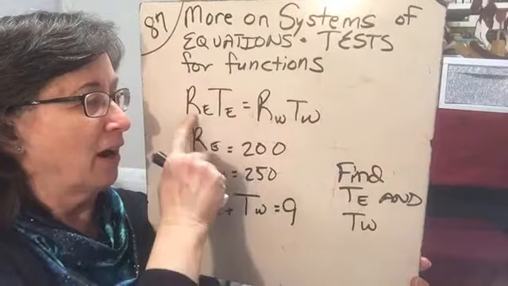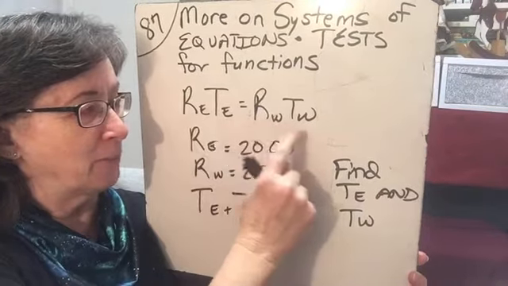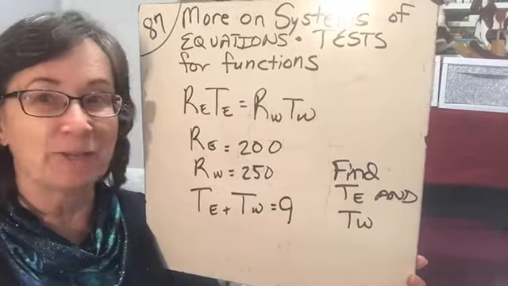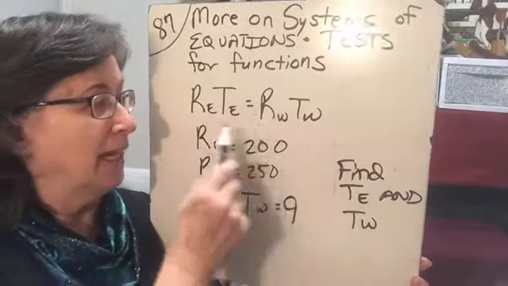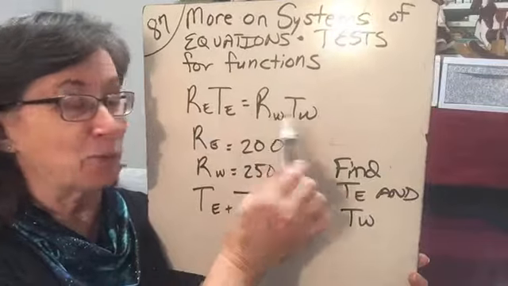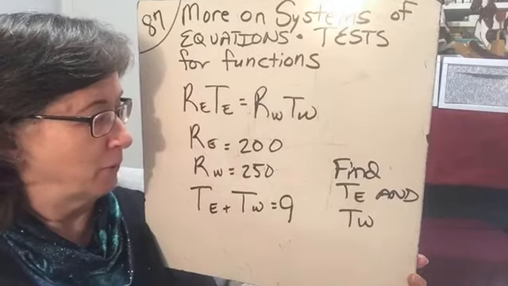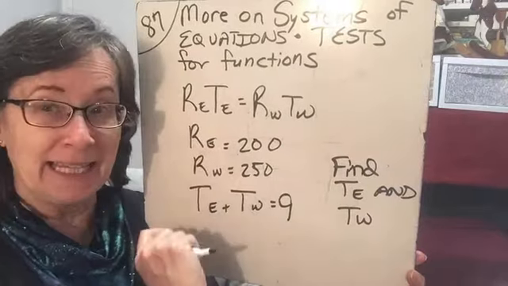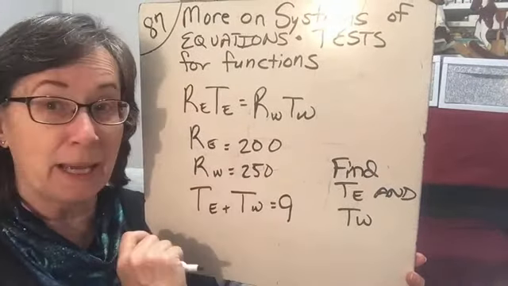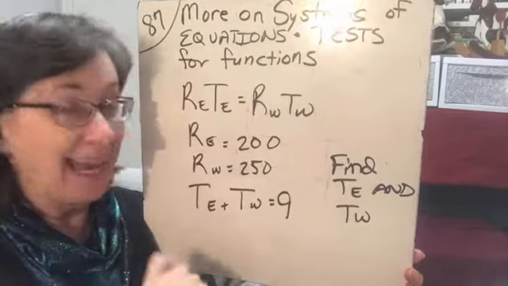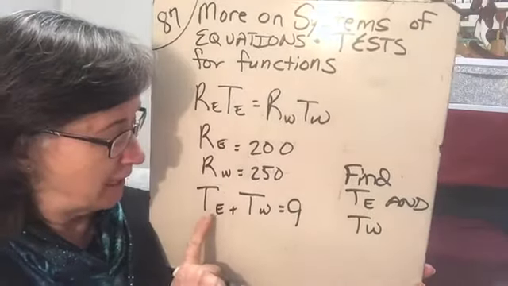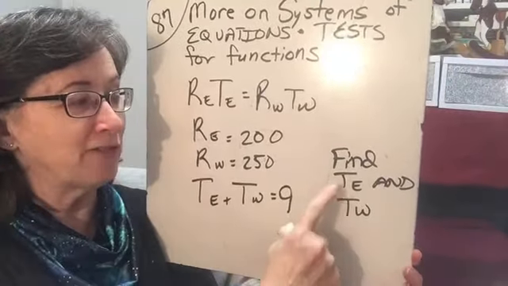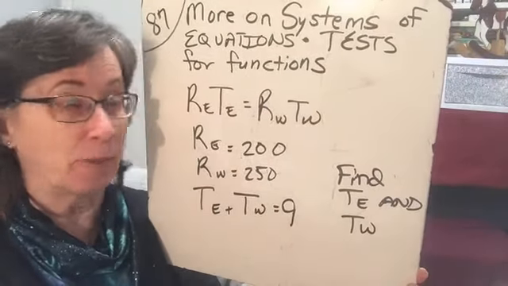We have R sub E, T sub E, R sub W, T sub W. So I'm thinking maybe that's a rate and a time, although they don't say it. Rate times time of E is the same as rate times time of W. So then they do give us some more information. They say R sub E is 200 and R sub W is 250. And another piece of information, T sub E plus T sub W is 9. And we're to find out what T sub E and T sub W are.